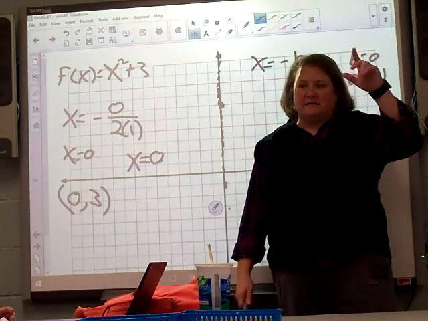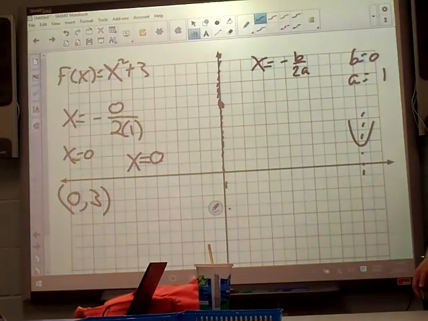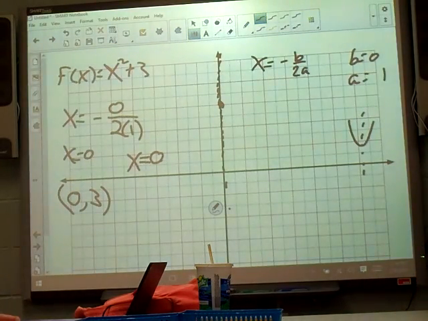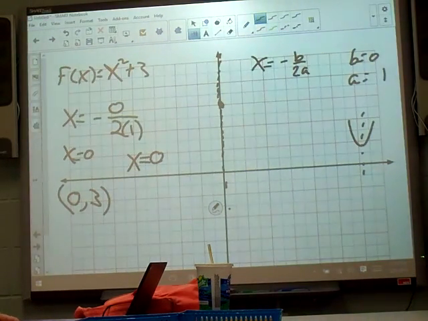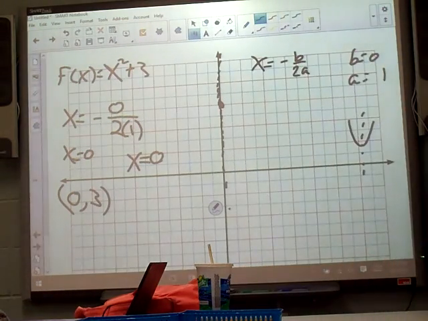Okay? Axis of symmetry and vertex go together. They're holding hands in the back of the movies. Okay? They go together that way. All right? We good on that? So they're the same thing? The x part of the vertex. Yes. All right. Now, I've got axis of symmetry.